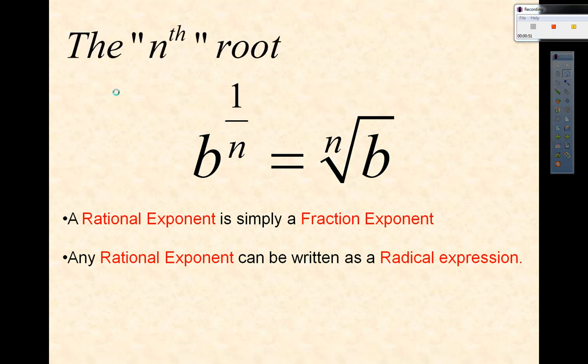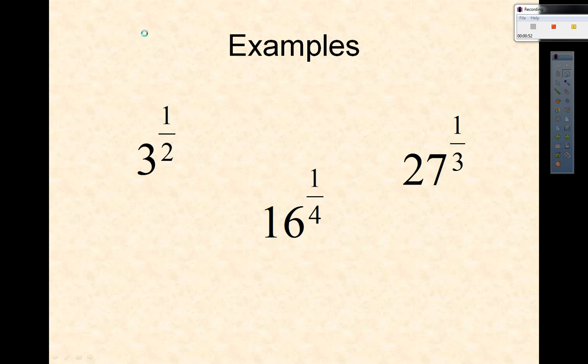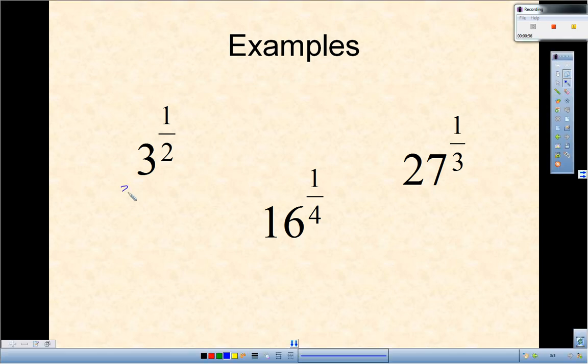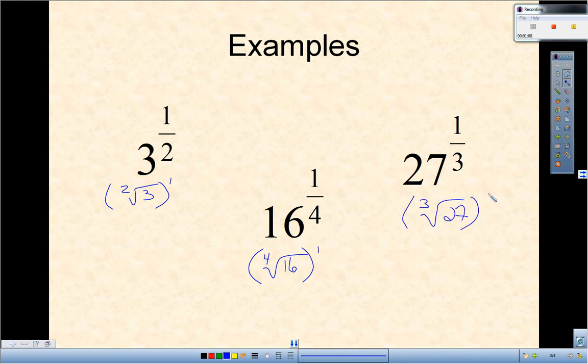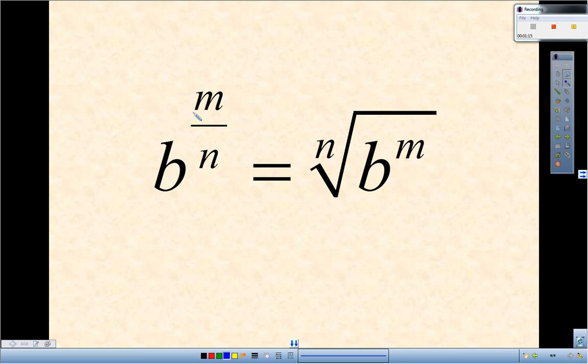Alright, so some examples would be 3 to the 1/2 power, I could write that as the square root of 3 to the first power. 16 to the 1/4 would be the fourth root of 16 to the first power. And 27 to the 1/3 would be the cube root of 27 to the first power. Now all of those had a power of 1. If we have something besides the power of 1, we have this rule.